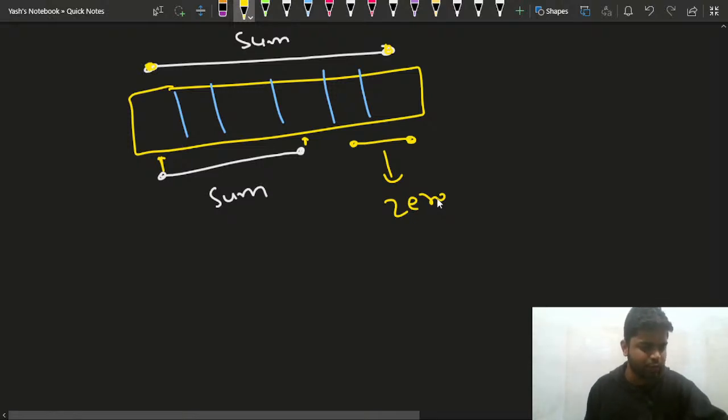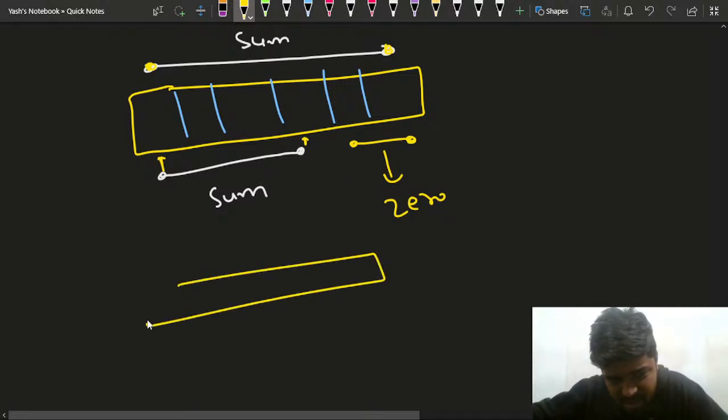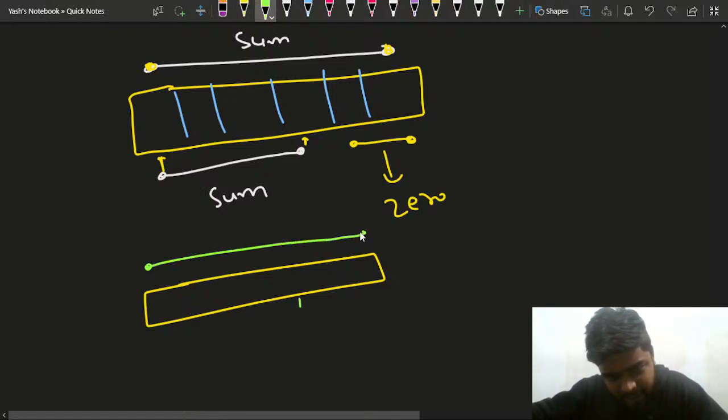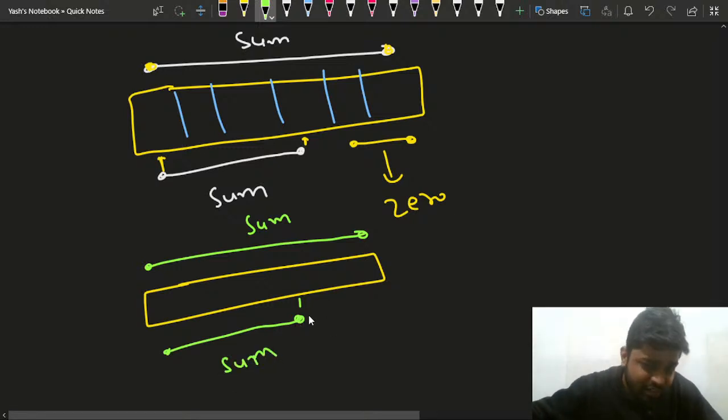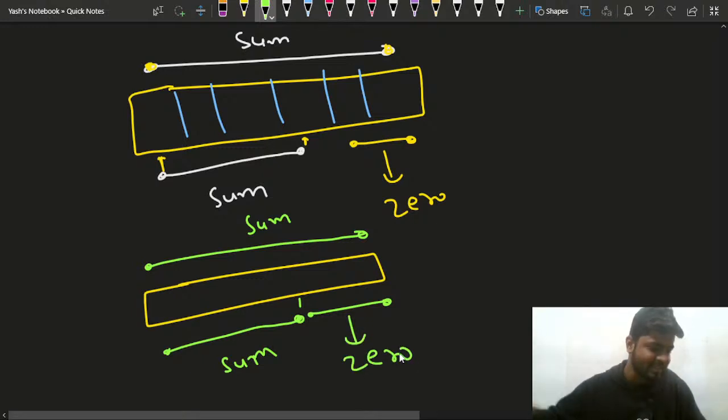If this much part is clear to all of you, you can give me a +1 in the chat, right? Is it clear? What I'm saying is, if I have an array, and let's suppose the complete sum of the subarray up till here is sum, and this much part also has sum, then what is the sum of this part? Can I say that the sum of this part is nothing but 0, right? I can say this. Is it clear to everyone?